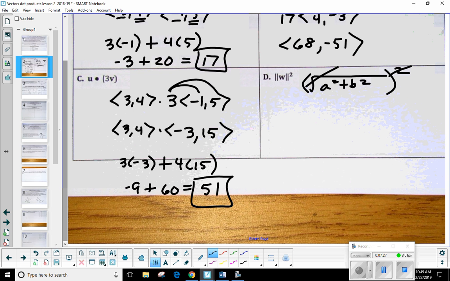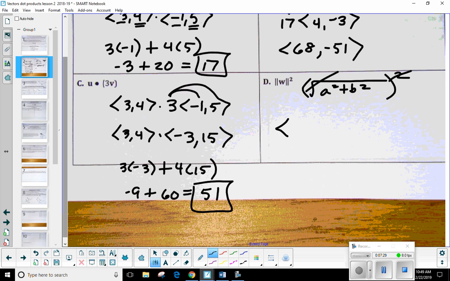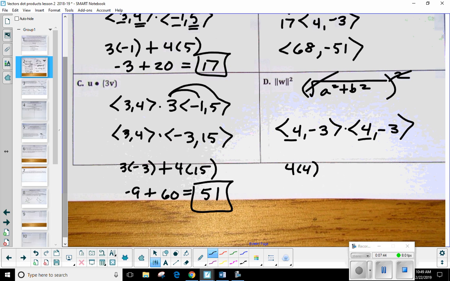Well, if you take a look, what was W? It was 4, negative 3. So 4, negative 3 times 4, negative 3. We'll go ahead and run with the definition that we've been using to multiply these. If I multiply the horizontal components, 4 times 4, well, that's just a squared, right? Plus, multiply the vertical components, negative 3 times negative 3, well, there's your b squared. So what am I actually looking at here? 16 plus 9, 25. That's it.